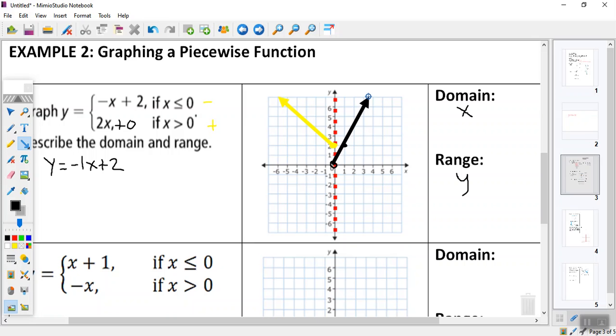There's that piecewise function right there. Okay. This graph right here on the left is the -x plus 2. That's that part. And then the 2x plus 0 is that line right there.